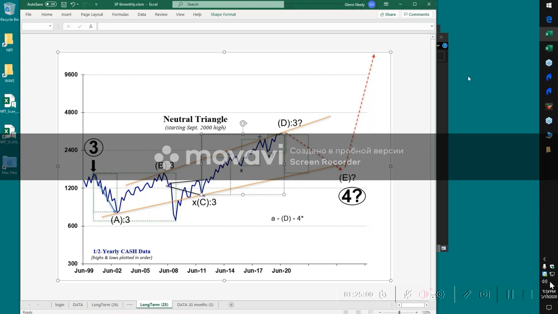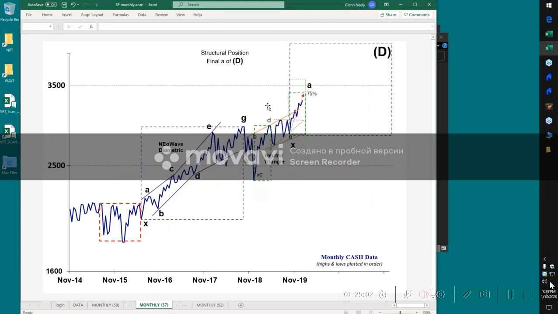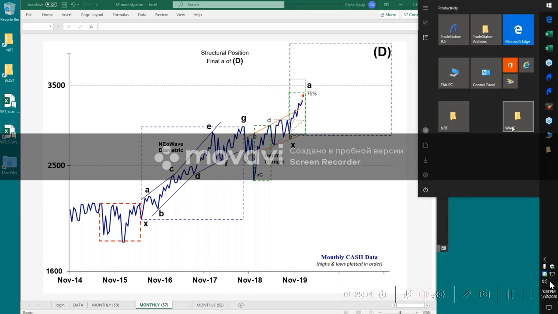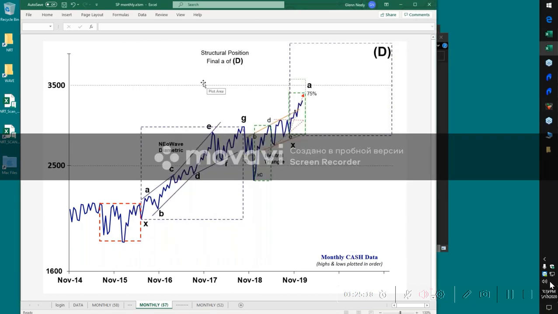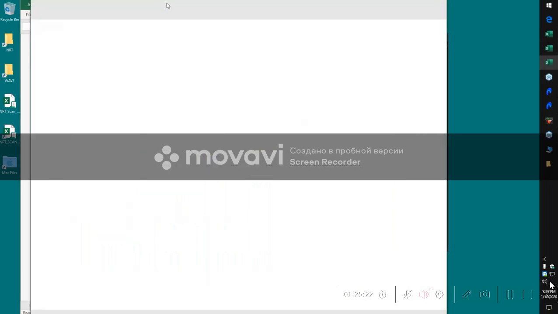So we take this scenario, break it down to the monthly charts. The monthly charts indicate that we finished this neutral triangle. We're thrusting out of it. Then I look on weekly charts starting from here and trying to figure out what's going on there. So I think I closed the weekly chart. Let's see. Now I haven't done the wave class in a long time, so the weekly chart might be out of date.